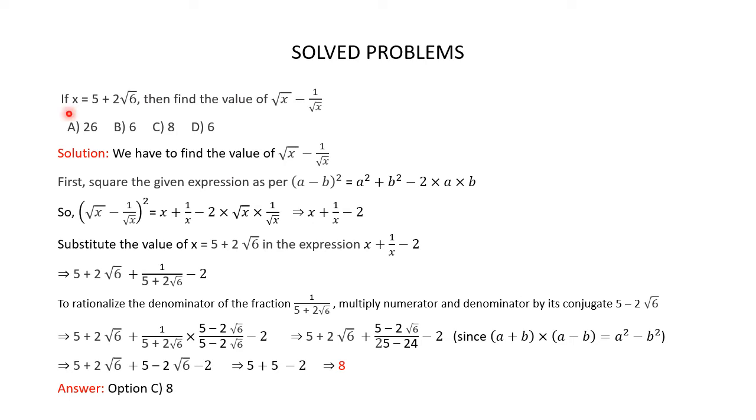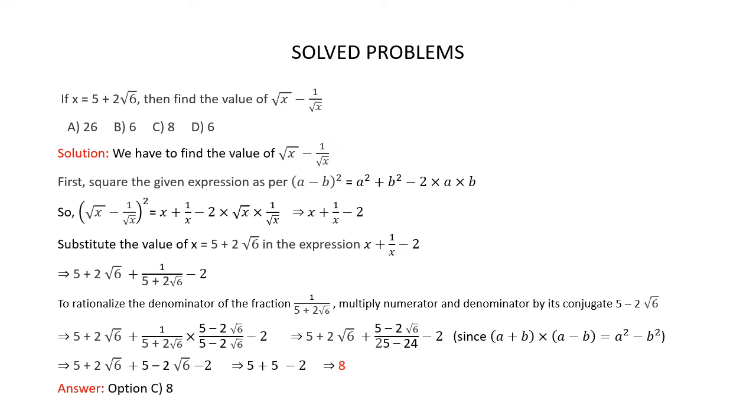If x is equal to 5 plus 2 root 6, then find the value of root x minus 1 divided by root x. You are given 4 answer options and you have to select which of the options is correct. Now we have to find the value of root x minus 1 divided by root x.